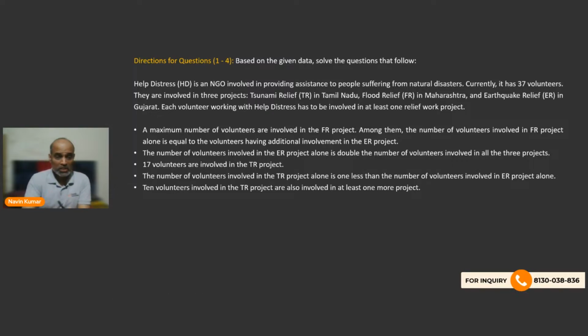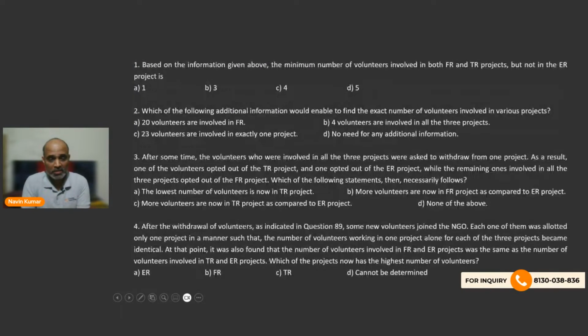Okay. In case you have solved it, these are the questions. Based on the information given, the minimum number of volunteers involved in both FR and TR projects, but not in the ER project. Which of the following additional information would enable us to find the exact number of volunteers? If you read the language of the question, it tells you that you may not necessarily be able to figure out the values at every region, right?